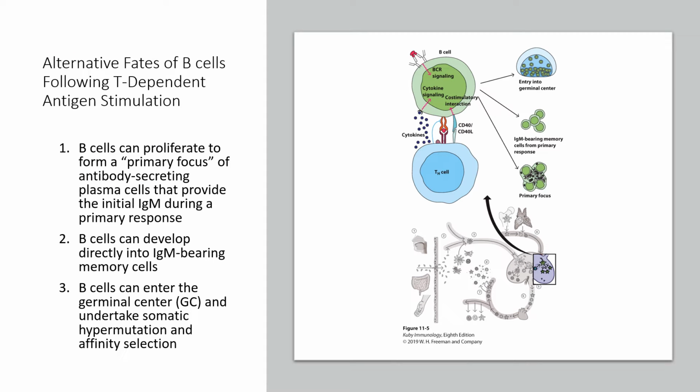So, fairly large figure here, but there are three main fates of B cells following antigen stimulation. This is for the T-dependent pathway. They can proliferate and form a primary focus. These cells are going to start secreting IgM. So they will switch, because of alternative splicing, from making membrane-bound IgM to making soluble IgM. They will begin secreting the IgM antibody. Or they can become memory IgM cells.